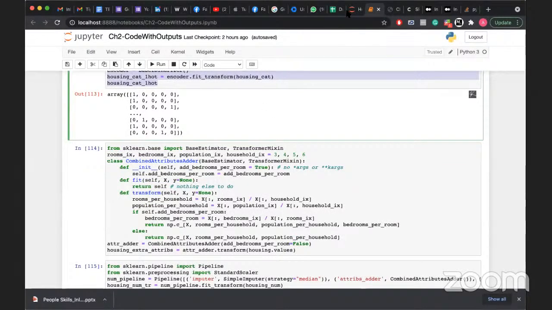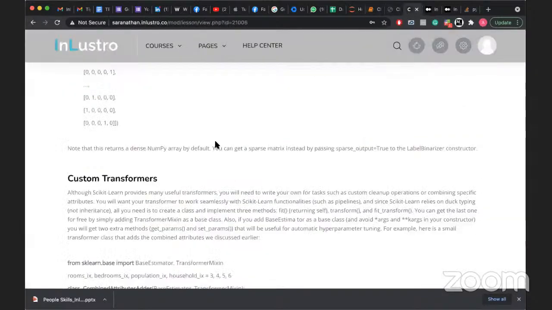Good. Now, we already saw how the transformers work, but although scikit-learn provides many useful transformers, you may need to write your custom cleanup operations or combining specific attributes like we saw. So you want your transformer to work seamlessly with scikit-learn functions like pipelines, and since scikit-learn relies on duck typing, not inheritance, all you need to do is create a class and implement three methods called fit, transform, and fit_transform. We already saw that, right? They have a consistent interface. You can get the last one for free by simply adding the TransformerMixin as a base class.